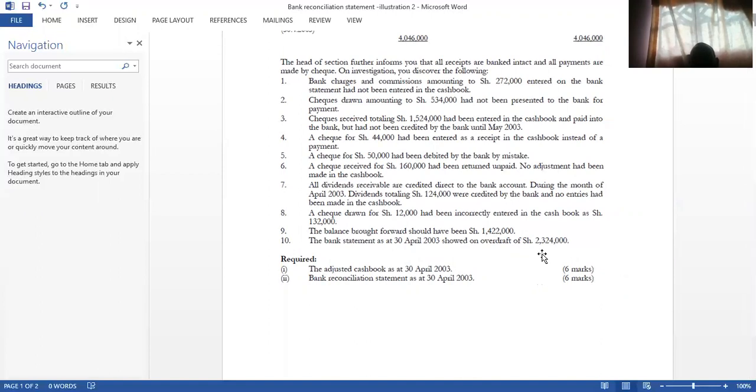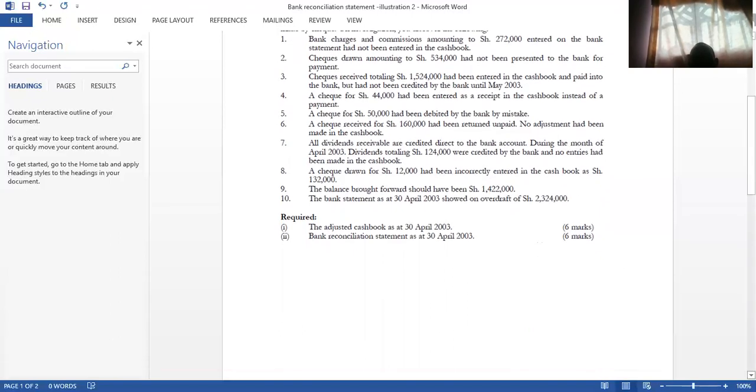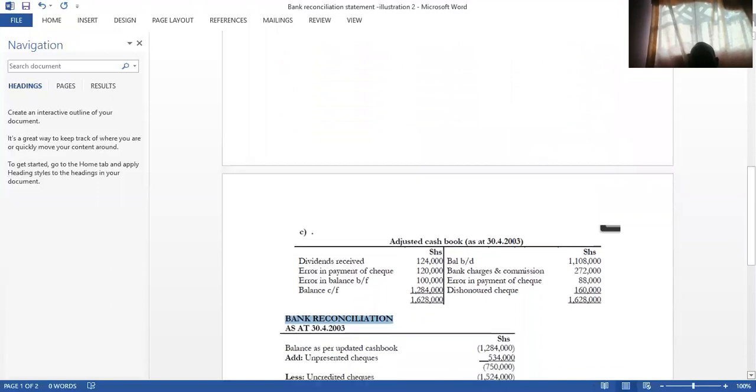What goes to the updated cash book are only items which are in the bank statement but missing in the cash book, or errors that occurred when preparing the cash book. Unpresented checks and uncredited checks, they should never appear in the cash book. They should never appear in the updated cash book. They should wait up to the point whereby we shall be preparing the bank reconciliation statement.